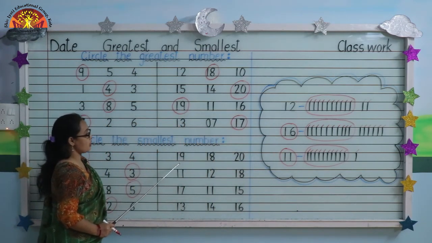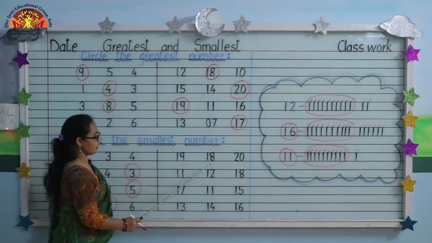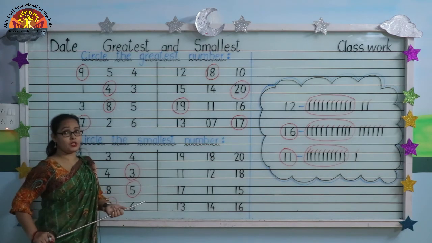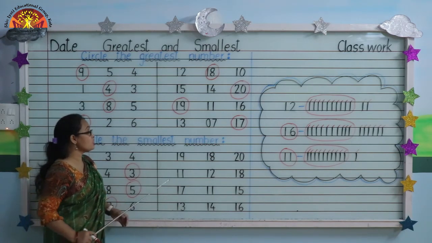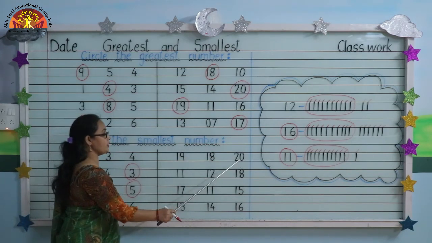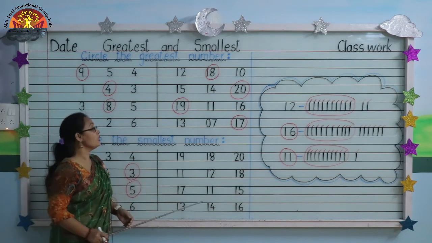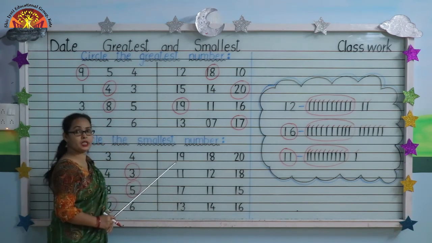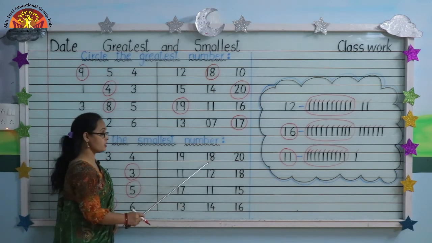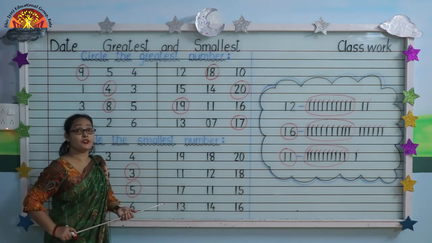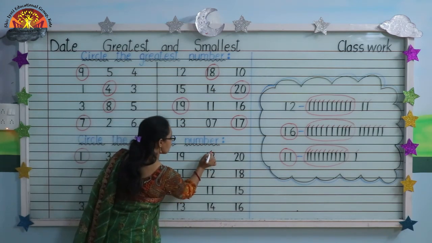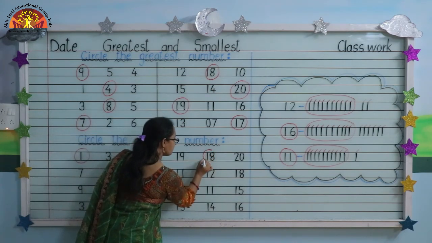Next, given numbers are 19, 18, 20. Kids, now you tell me which is the smallest number over here? Is it 20? No. Is it 19? No. Is it 18? Yes. Very good, kids. Now we will circle the smallest number like this.